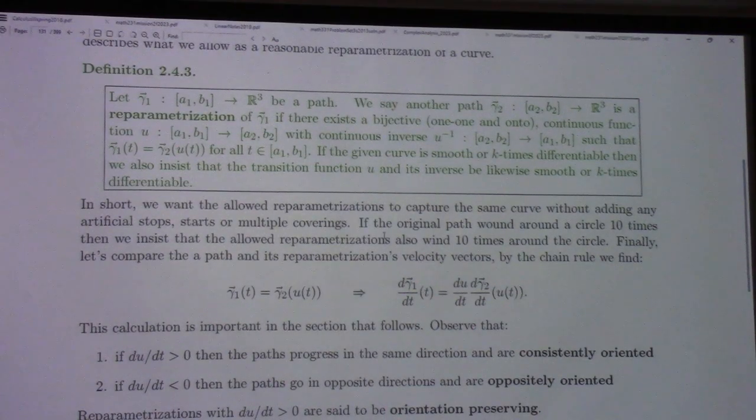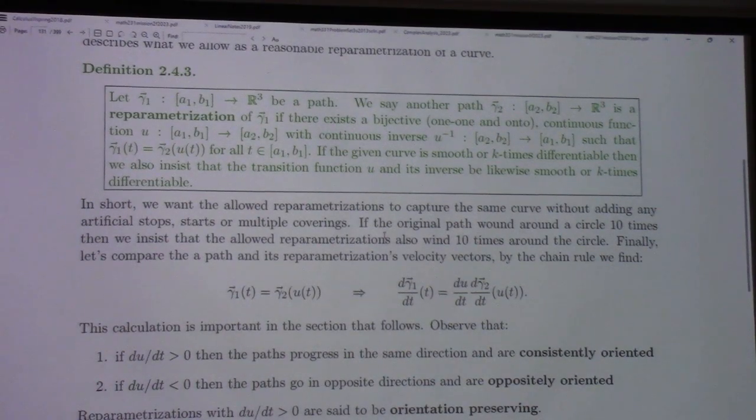There are two kinds of reparametrizations. I think I assumed this a minute ago, but you could either have du/dt positive, or you could have du/dt negative. If du/dt is positive, you're still parameterizing C. C is an oriented curve, all right? But if your reparametrization map has negative du/dt, you would actually be reversing the parameterization. That would be a parameterization of the reversal.